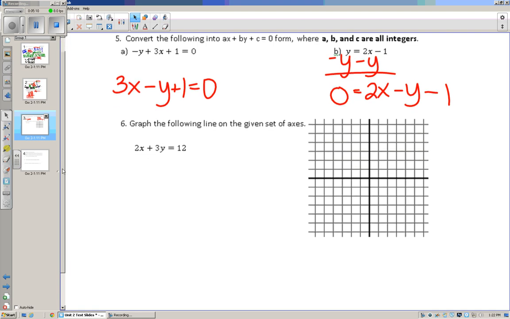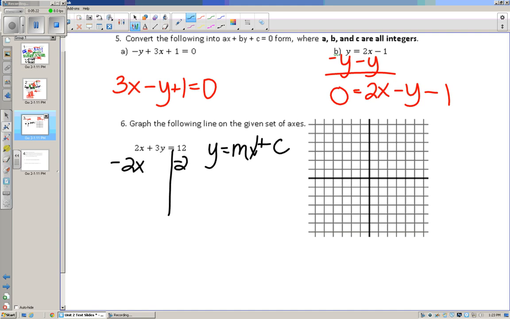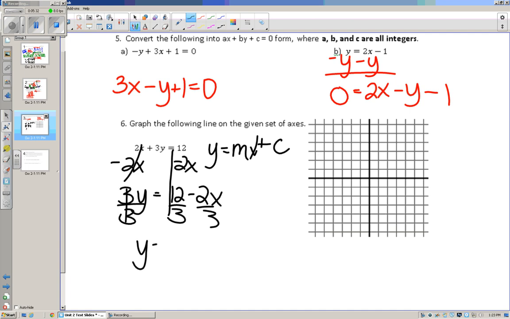And number 6, they ask you to graph the line. So in order to graph the line, we need our line to be in y equals mx plus c form. Sorry, the board's a little off in the middle. So let's get the y by itself here. I'll subtract 2x from both sides of the equation. I end up with 3y equals 12 minus 2x. I'll divide every term by 3. So I end up with y equals 4 minus 2/3 x.